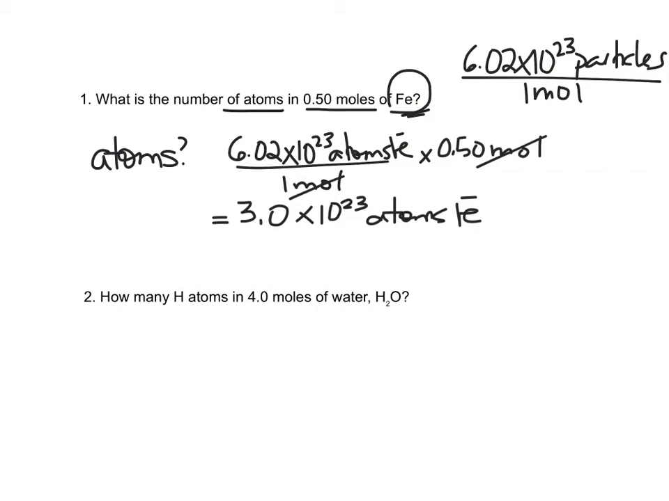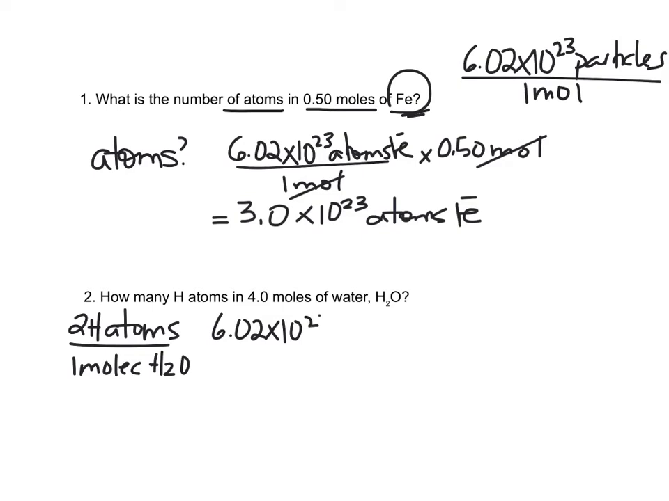Okay, how many hydrogen atoms in 4.0 moles of water? So we're looking for hydrogen atoms. We know that there's 2 hydrogen atoms in 1 molecule of water. We also know that for Avogadro's number, the substance we're talking about is water, so the particles in Avogadro's number are molecules, because that's a covalent compound. And we know we have 4.0 moles.